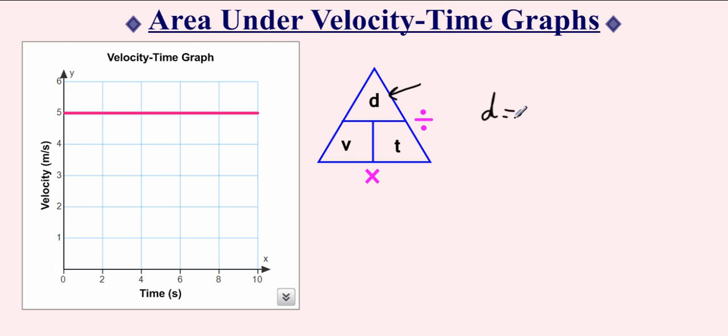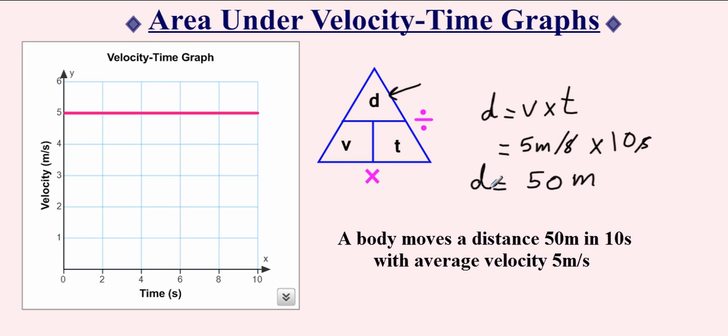The first one is using the speed triangle. In this case, we can take the equation d equals v times t. According to the example we have in the graph, v equals 5 meters per second and t equals 10 seconds. So 5 times 10 equals 50 meters. A body moves a distance 50 meters in 10 seconds with average velocity 5 meters per second.